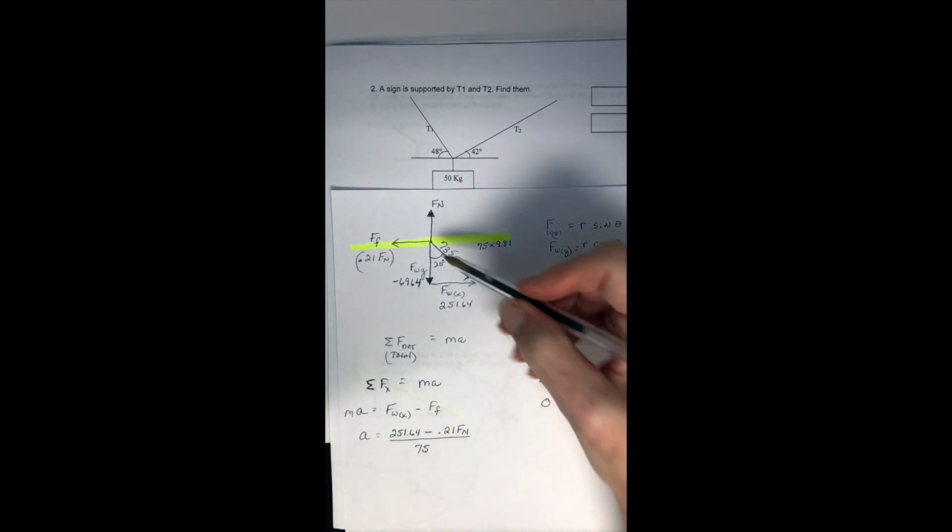So I come over here, well, who are all my forces in the y? I have force normal minus force weight y. And we know force weight y is minus 691.4. That minus takes care of that one. So can I say 691.4 equals force normal? I take that and plug it in here, and I calculate acceleration.